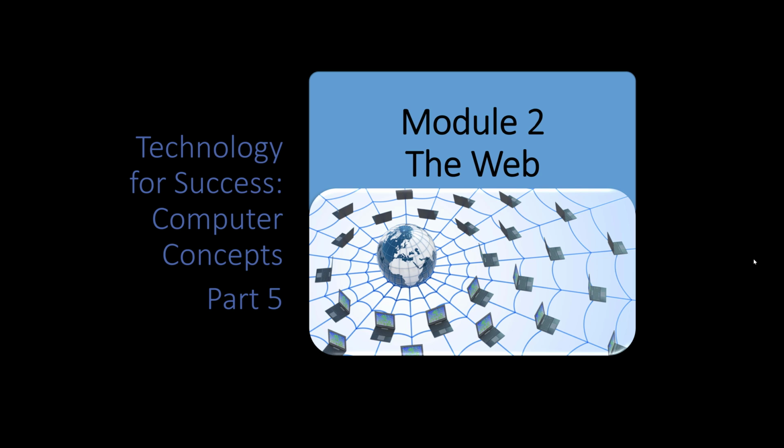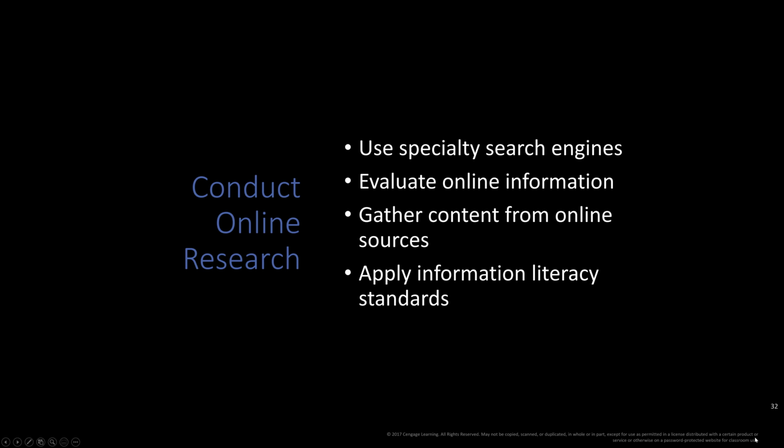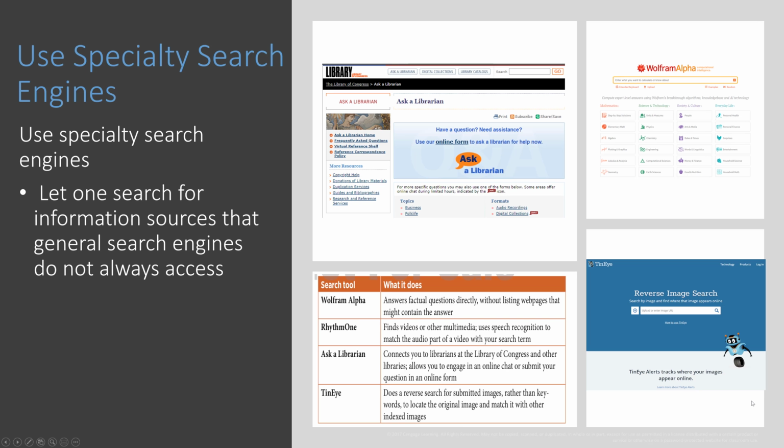Before we do, let's go ahead and give ourselves a high five, self five, if you will, for making it this far. In this section, we're going to talk about specialty search engines, when we might use them, how to evaluate online information for legitimacy, for accuracy, for currency, etc., gather content from online sources, and then apply information literacy standards to the information that we find and utilize from the web. So here we go.